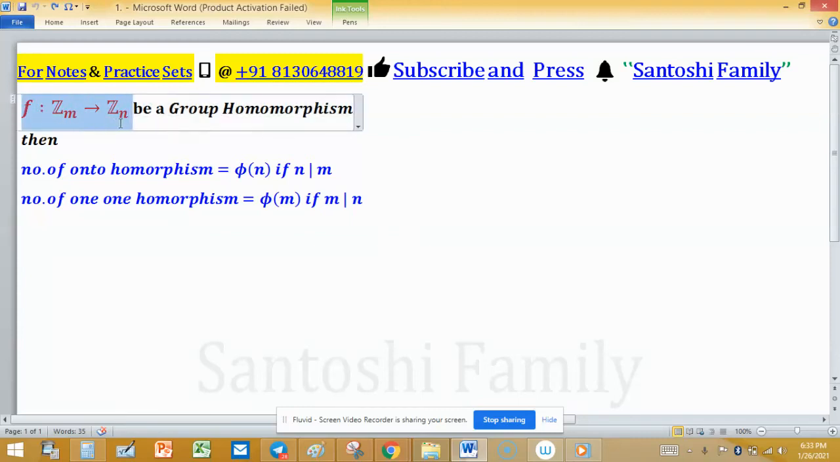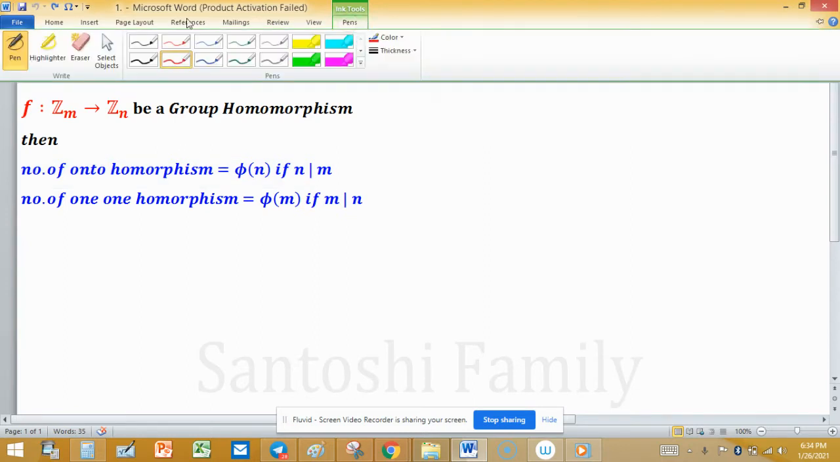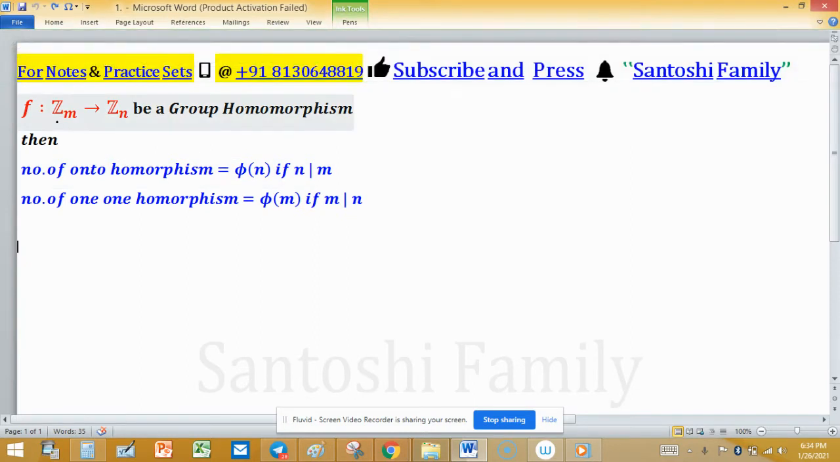Let f be a function defined from Zm to Zn, a group homomorphism. Then the number of onto homomorphisms can be found by phi n if n divides m, and the number of one-one homomorphisms can be found by phi m if m divides n.